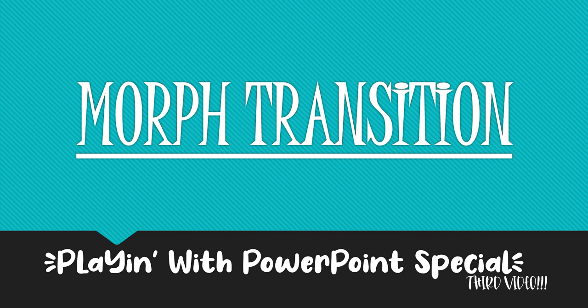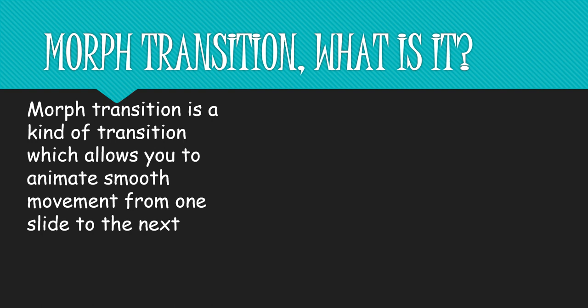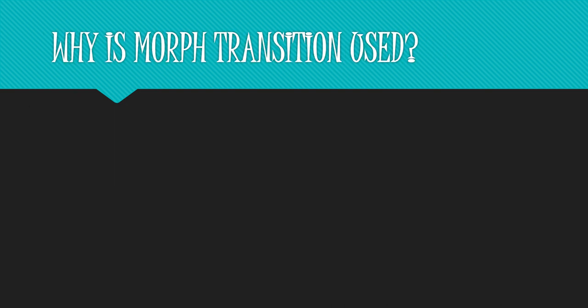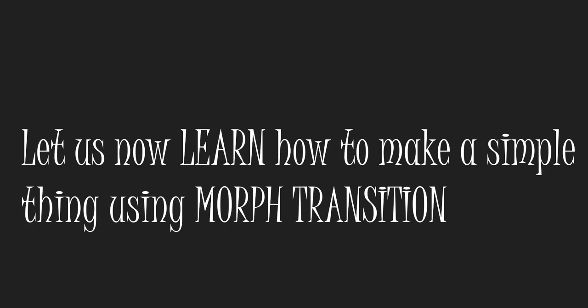Before we start, we need to know what a Morph Transition is. Morph transition is basically a kind of transition which allows a user to animate smoothly from one slide to the next. For those who don't know what a transition is, it's basically the movement or change from one position to another, or one slide to the next. We now need to know why morph transition is used. Morph transition is of course used to smoothly and beautifully animate your slides. With this, let us now learn how to make a simple thing using Morph Transition.